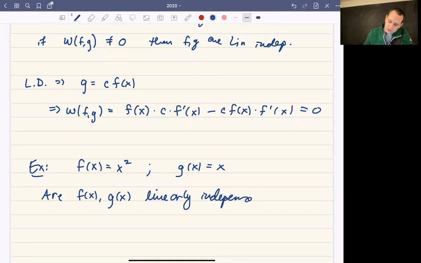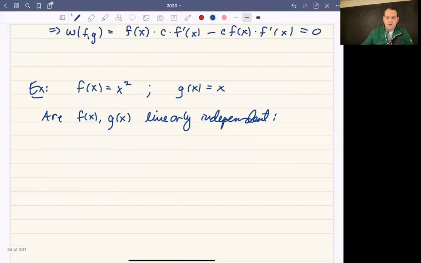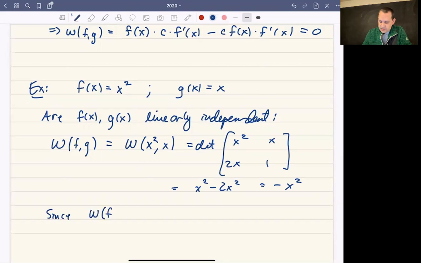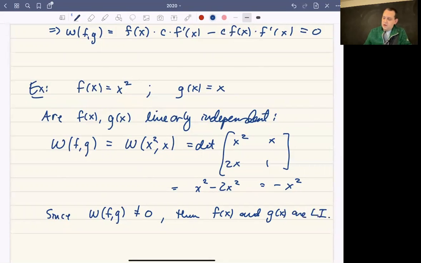There's a few different ways that you could argue here, but arguably the easiest is using the Wronskian. What's the Wronskian of f and g? Well, that's the Wronskian of x squared and x. So that's going to be the determinant of x squared and x, and then their derivatives, 2x and 1. That's going to end up being x squared minus 2x squared, which is negative x squared. Since that's not identically 0, f and g are linearly independent. Since the Wronskian is not the 0 function, then yes, f and g are linearly independent, which I'll call LI for now.